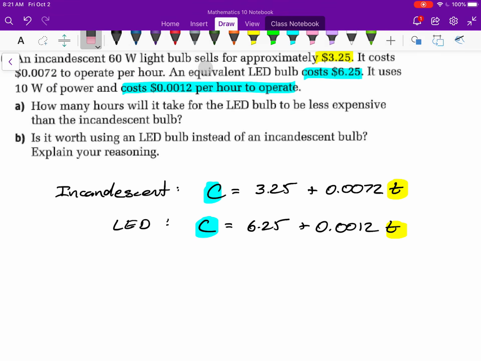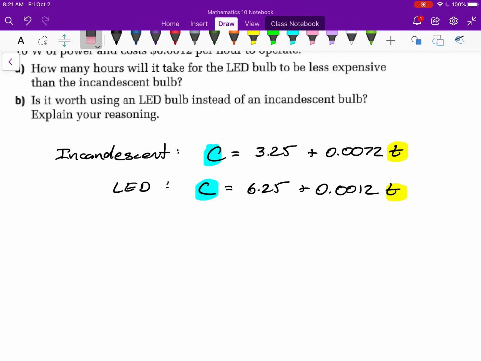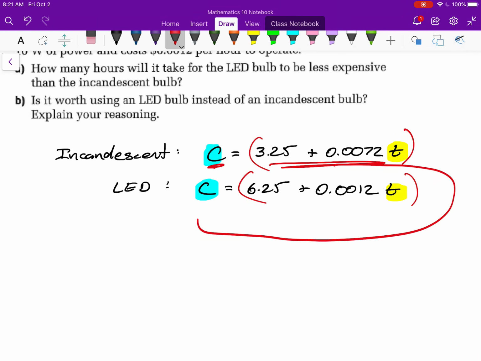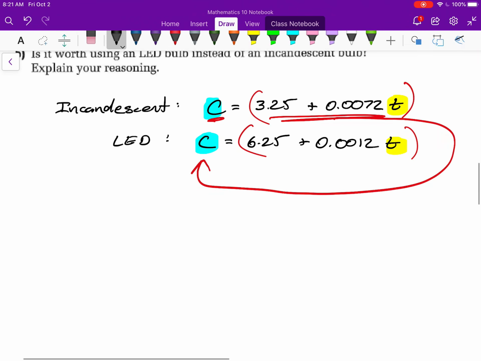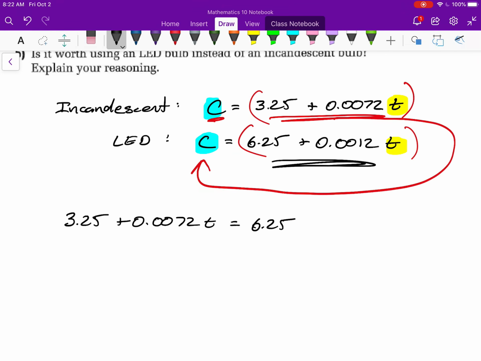All right, so again, I think I've got the hardest part of the question done, but now I want to solve this. And how do I solve this? I could use elimination, but like before, I have, in fact, both my equations already solved for C. So all of this I'm underlining in red equals C, which means all of this I'm underlining in red I can put right there, or vice versa. And so if I do that, I get 3.25 plus 0.0072T equals this side, 6.25 plus 0.0012T.